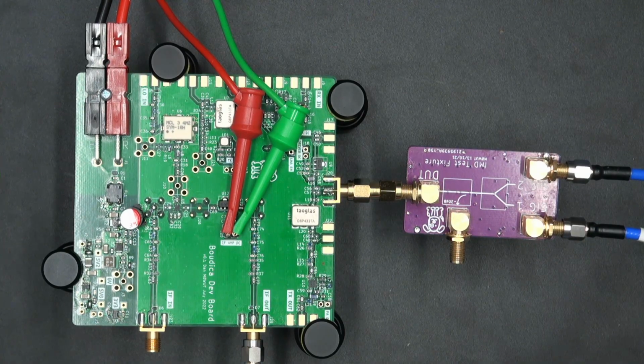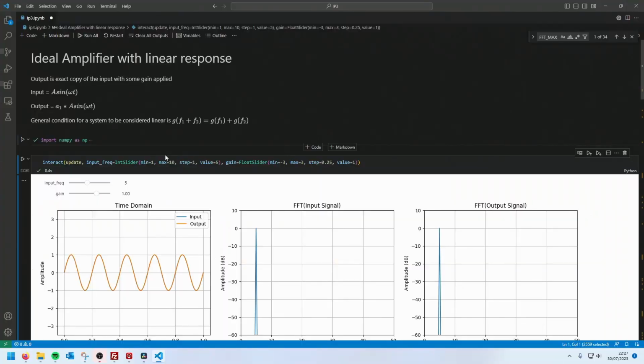So for the two of you that are still here, let's head over to the computer and have a look at what we mean. So before we take a detailed look at what intermodulation distortion means, we should first consider the case for an amplifier that has no intermodulation distortion, and then work our way up.